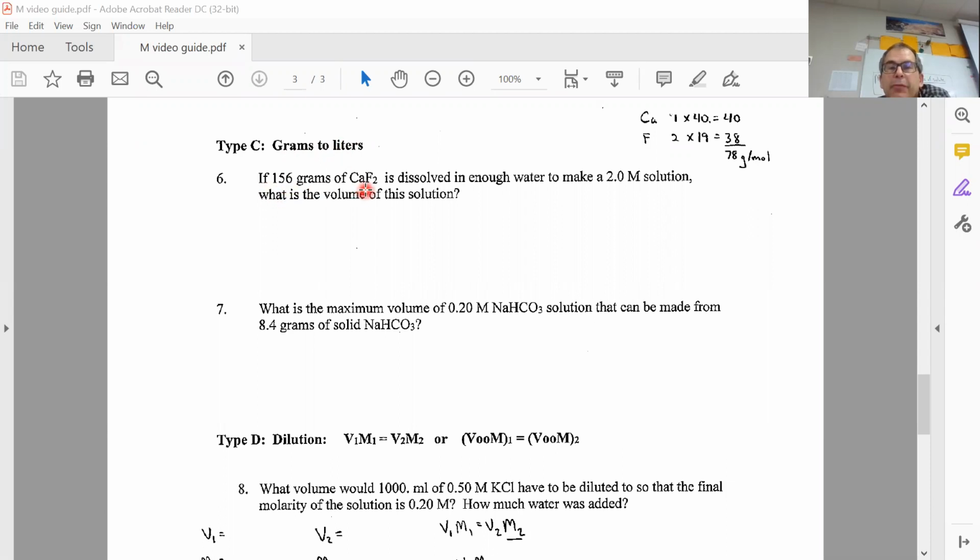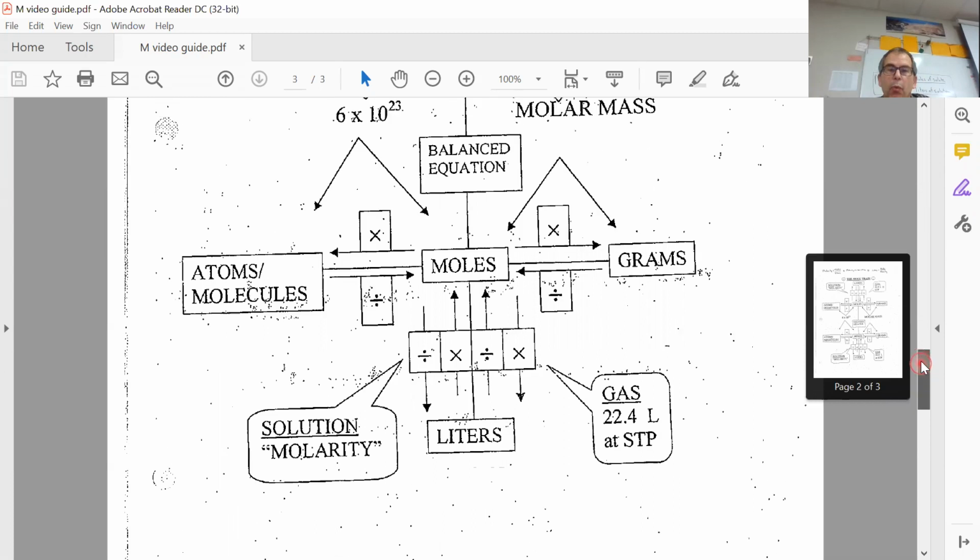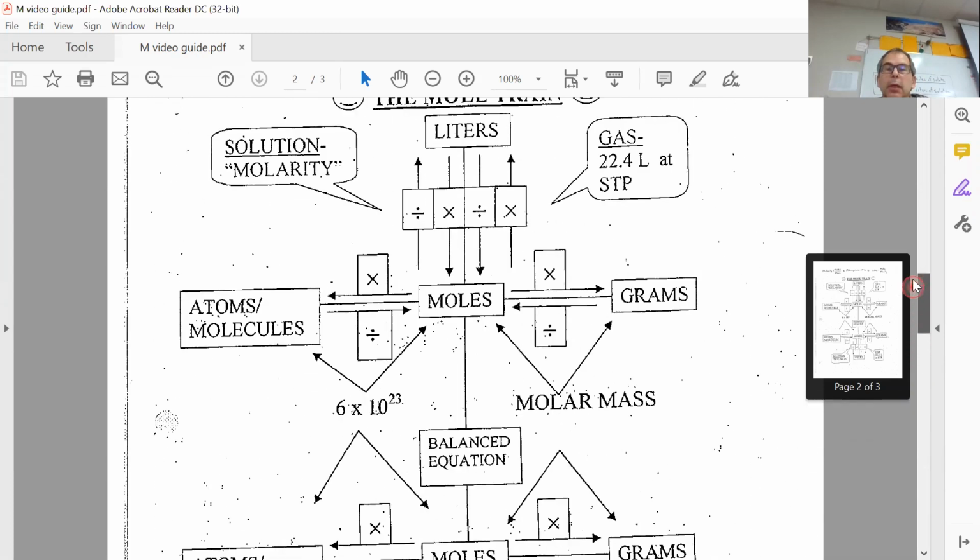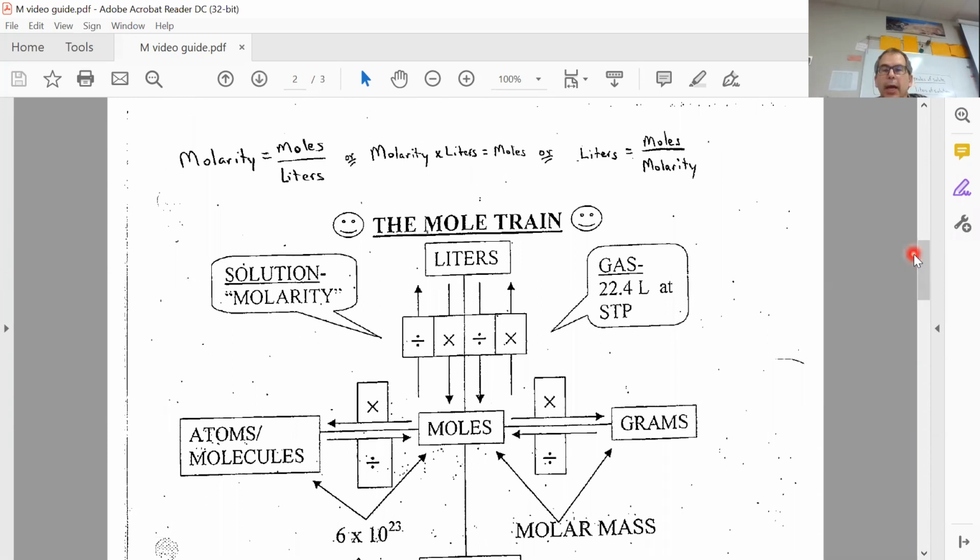156 grams of CaF2 is dissolved in enough water to make a 2-molar solution. What volume of solution is this? So I think what I'm going to do is go directly to a mole train, like we worked with last time, but more of an extended mole train. This time we know grams is 156, and we know the molarity is 2. We know grams, and we're going to try to get to volume, which is liters. So we're going to go like this.